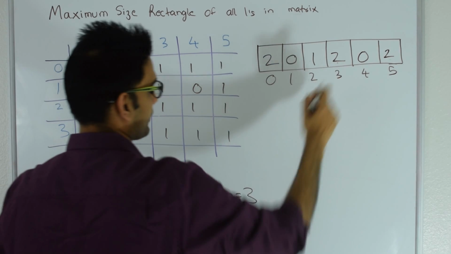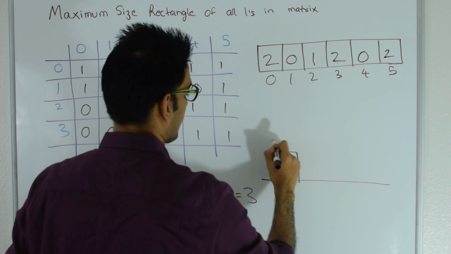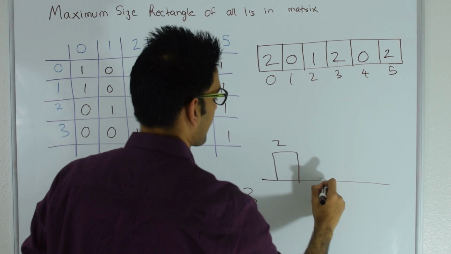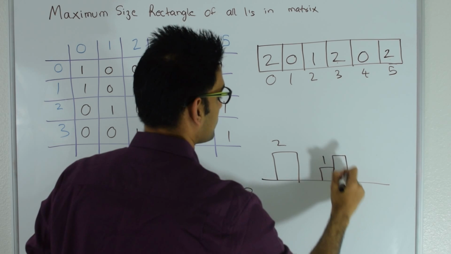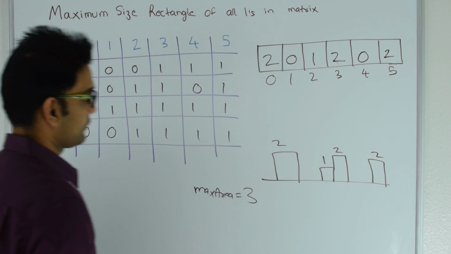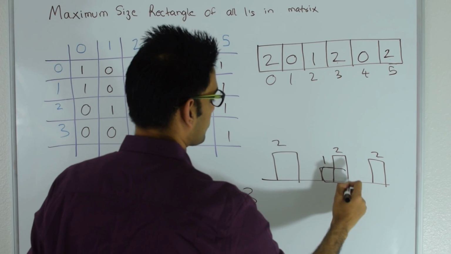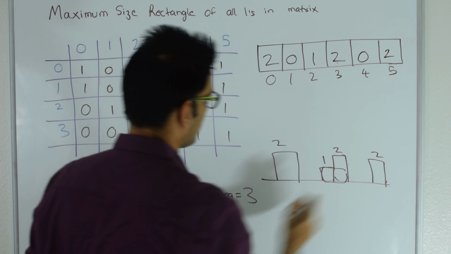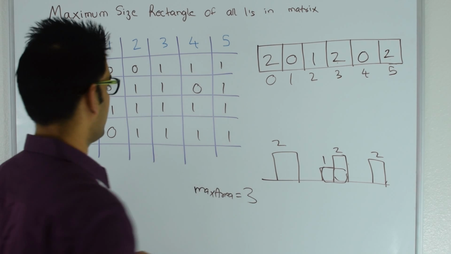Let's create another histogram based on this array. 2, 0, 1, 2, 0, and 2. So the maximum area here we can get is of 2, either this one, this one, this one, or this one. And the max area found till now is 3, so we will not change our max area.